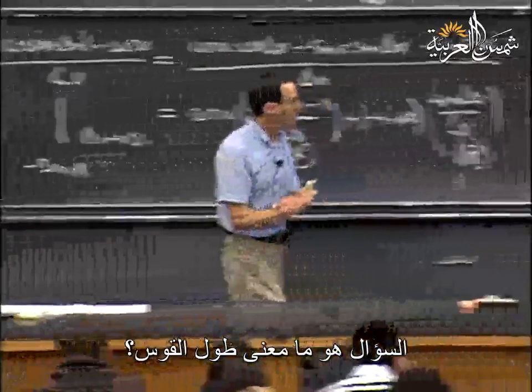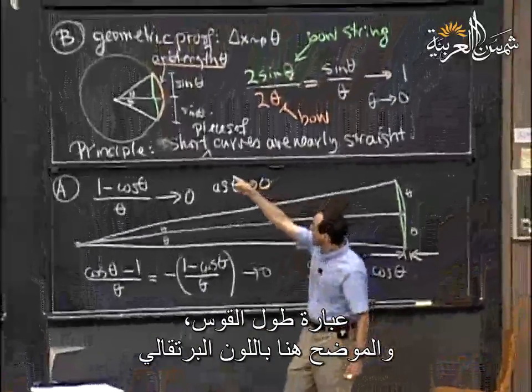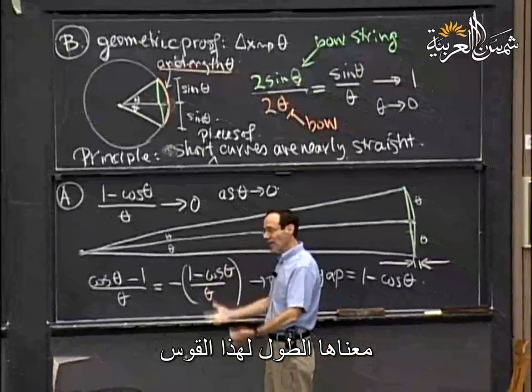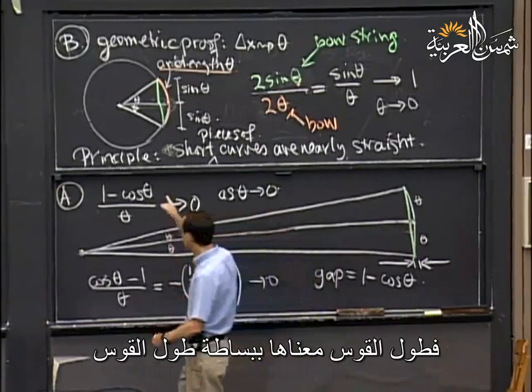So the question is, what about this business about arc length? So the word arc length, that orange shape is an arc. And we're just talking about the length of that arc, and so we're calling it arc length. That's what the word arc length means. It just means the length of the arc.